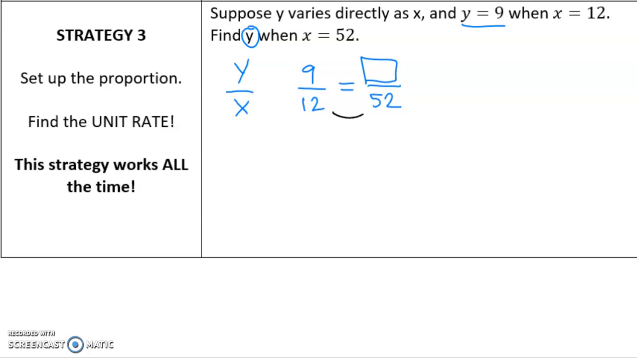Again, I say, do I know 12 times something gets me to 52? I don't know that off the top of my head. Do I know 12 times something gets me to 9? I might not off the top of my head, so we can use a unit rate. 9 divided by 12, that's what a fraction means, it's division. 9 divided by 12 is going to give me 0.75 over 1. That's my unit rate.